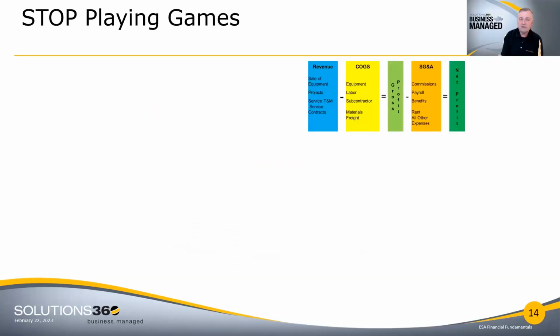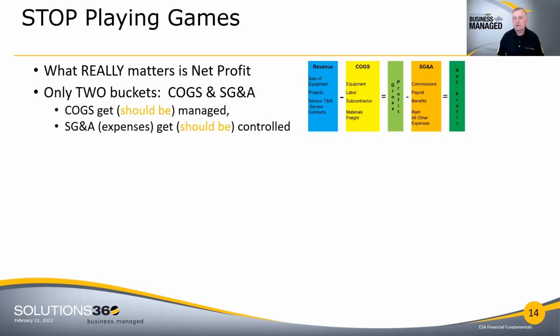First thing I'm going to ask you to do is to stop playing games about where you record expenses. This whole above the line and below the line nonsense that so many people fall in love with doesn't really matter, because at the end of the day, all expenses have to be paid in order to generate profit. What really matters is our net profit. And there's only two buckets in the general income statement that really go into making this, and that's our cost of goods sold, our COGS, and our SG&A.